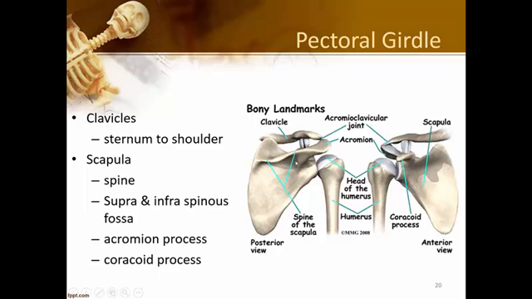The scapula is a flat bone. It has a spine, and the groove above it is called the supraspinous fossa, and the groove below it is called the infraspinous fossa. It has 2 projections off of it, the acromial process, which becomes the point of your shoulder, and the coracoid process. Both of those processes attach tendons and ligaments and muscles, etc.